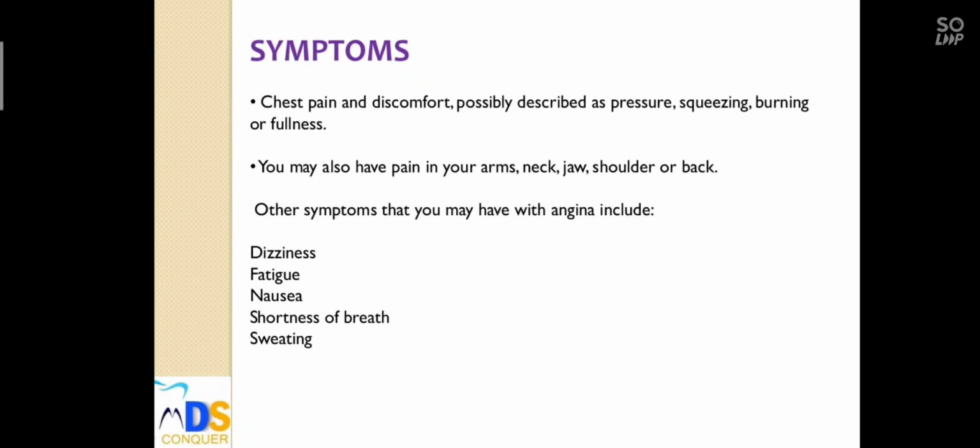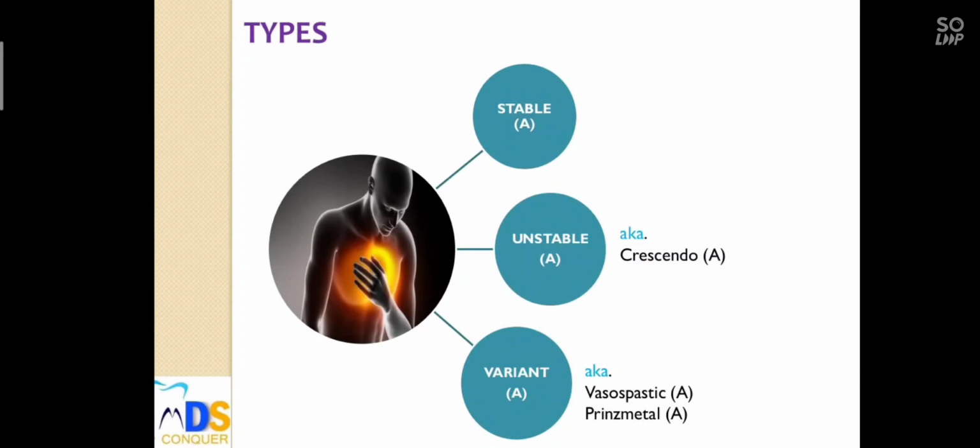So what are the symptoms? Chest pain and discomfort is the most common, and sometimes the pain is felt in your arms, neck, jaw, and shoulder region, and that's called referred pain. Other common symptoms are dizziness, fatigue, shortness of breath, and sweating. There are mainly three types of angina: stable, unstable, and variant types.